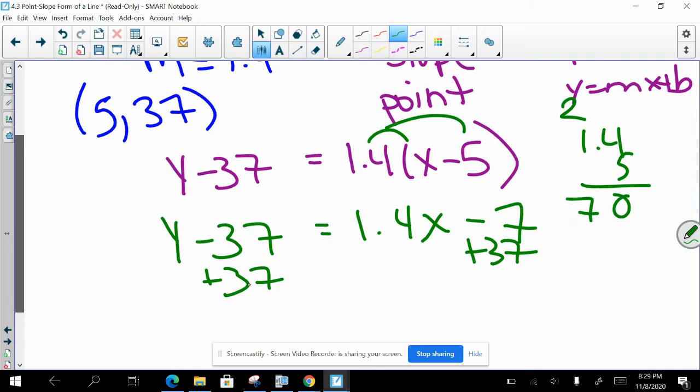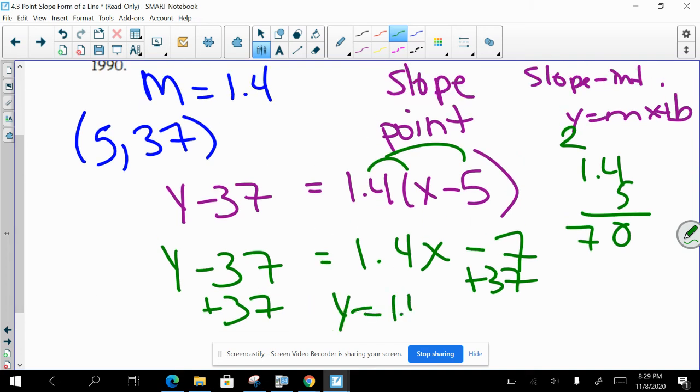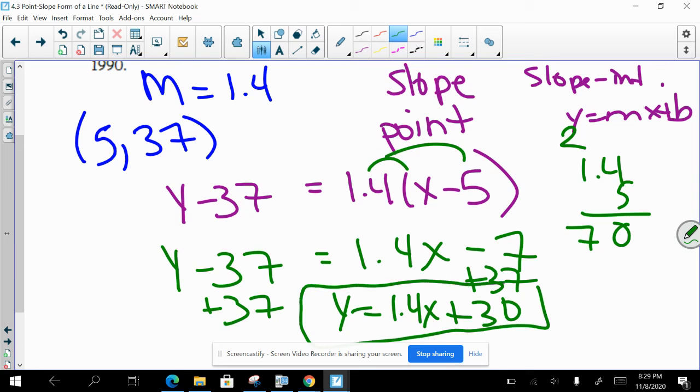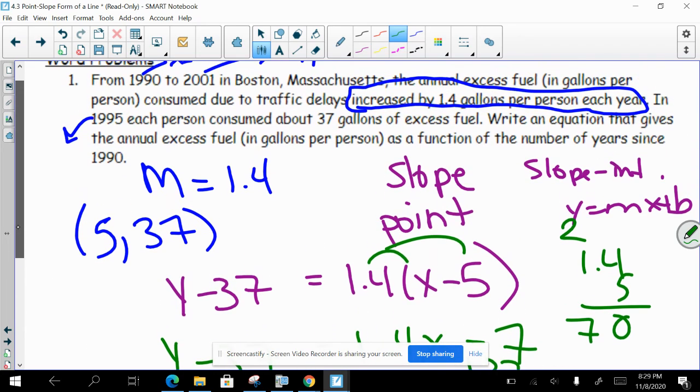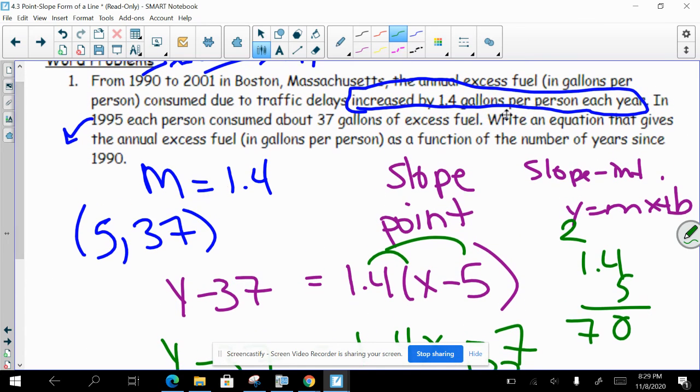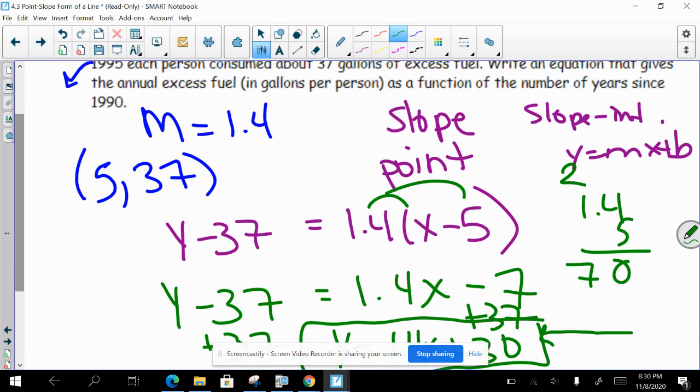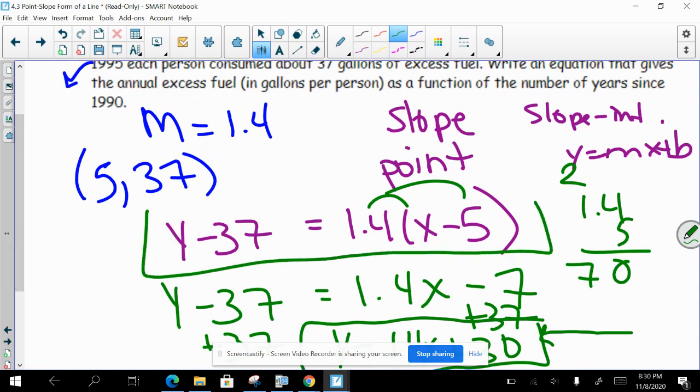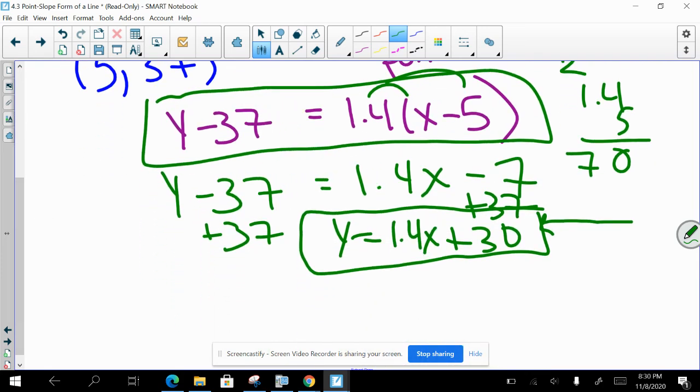So this would be y equals 1.4x and then plus 30. Okay, so that would mean if the y-intercept was 30, that in 1990 there were 30 gallons, or whatever this is, 30 gallons per person each year. Okay, so it doesn't matter which form you write it in. You can leave it in point-slope form if it doesn't specify otherwise, or you can convert it into slope-intercept form if it does.